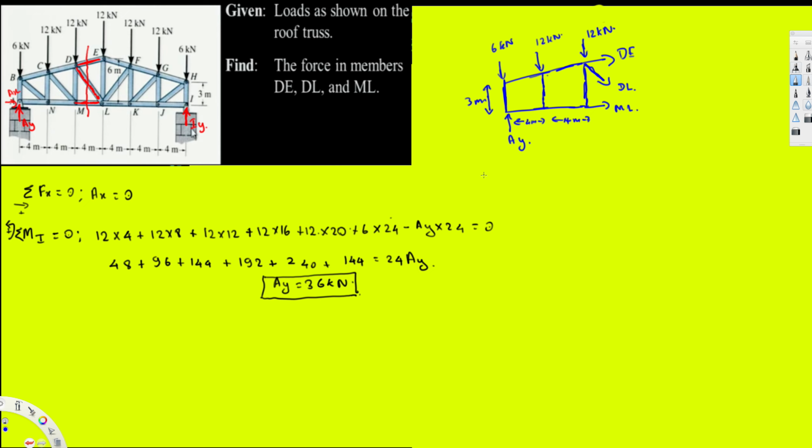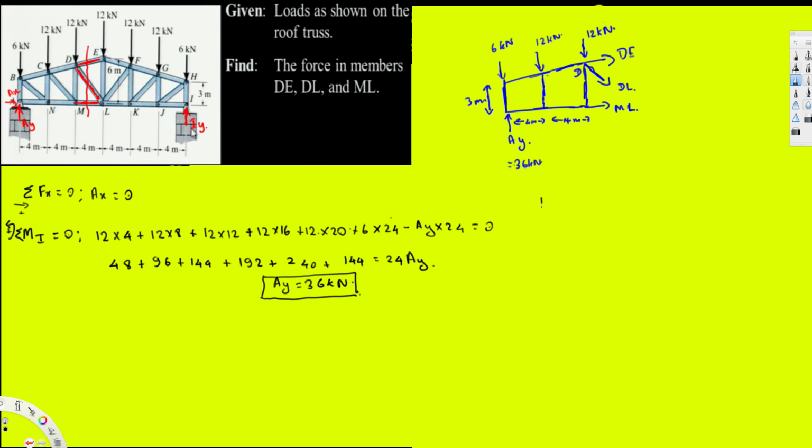So that's all we have to know. Now we can try to find the DEDL. In this case, AY is already known, 36 kilonewton, which we found here, and we have 1 unknown here while the others are known. So if I take the moment around D, I can cancel these 2 forces and find the ML. So let's do that one first.